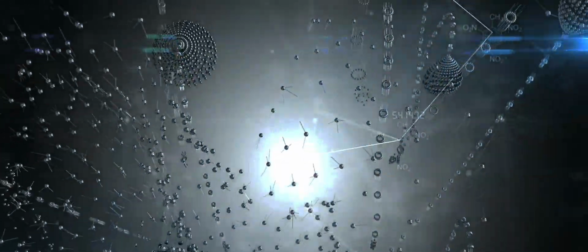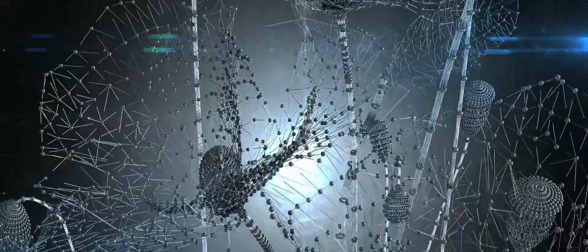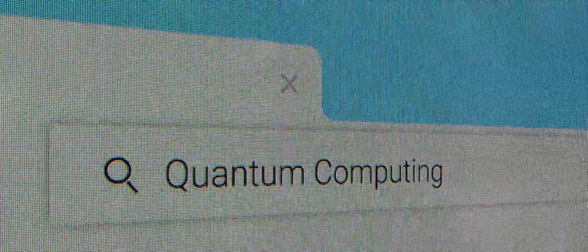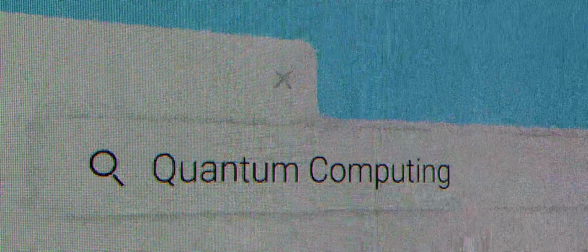Imagine a computer so powerful it can process more data in a fraction of a second than all the computers in the world combined. Welcome to the world of quantum computing. This isn't your everyday desktop PC or the latest smartphone. Quantum computing operates on a whole different level, harnessing the unique and mind-boggling principles of quantum mechanics.